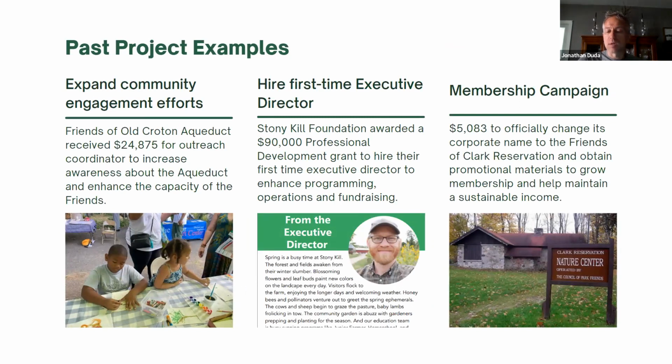Some other projects from some of the other categories include the Friends of Old Croton Aqueduct. They were awarded $24,000 for a capacity building grant to expand successful outreach and community engagement in underserved and diverse communities there in Yonkers, New York. This funding helped retain a part-time outreach coordinator to increase awareness about the aqueduct in that section of the city. It also helps enhance the capacity of the Friends group. They've already held a couple of events with this new outreach coordinator. So it's a wonderful project that's been moving along.